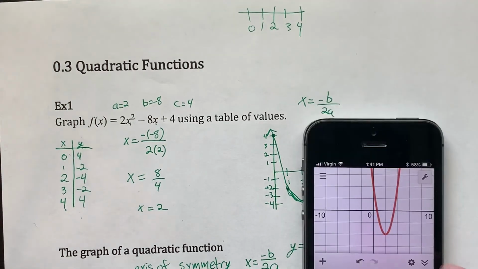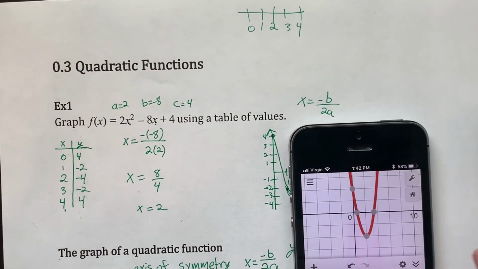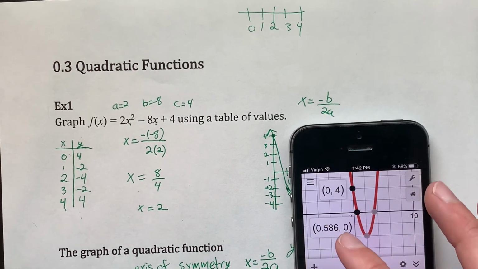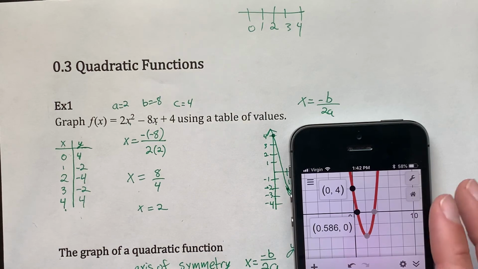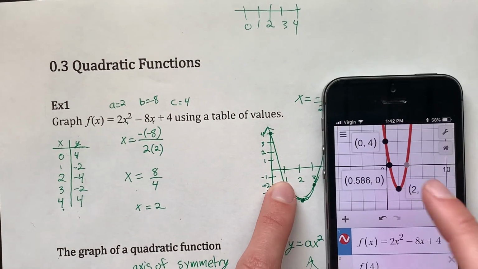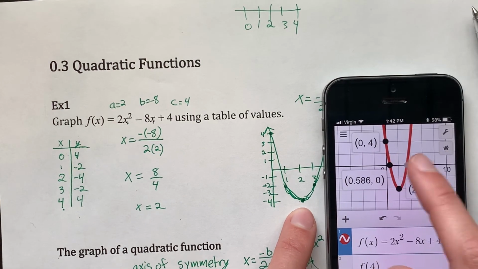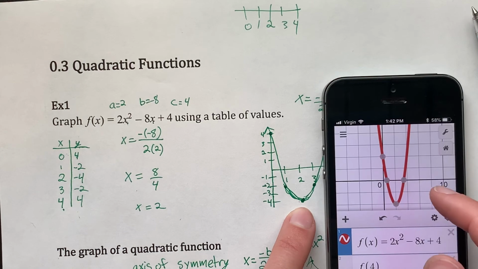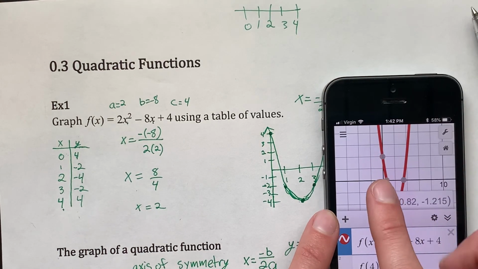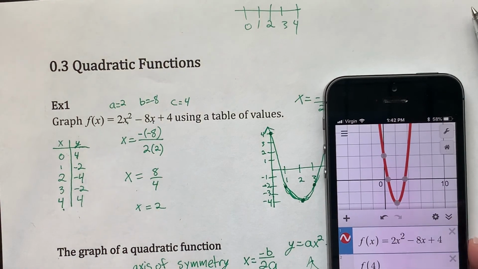And you could go over to your graph and double check that it looks the same, and yep, if I tap right up here, this dot is at 0, 4. That one is at 0.586. Yeah, that looks about right. I'm crossing in between 0 and 1. Right down here, 2, negative 4. And you can just double check some dots there to make sure they look right. On your phone, you can also just tap and drag your finger, and it will show you where exactly you're at. So that's how you do example 1.